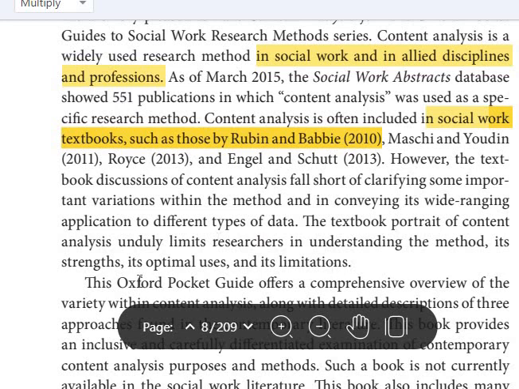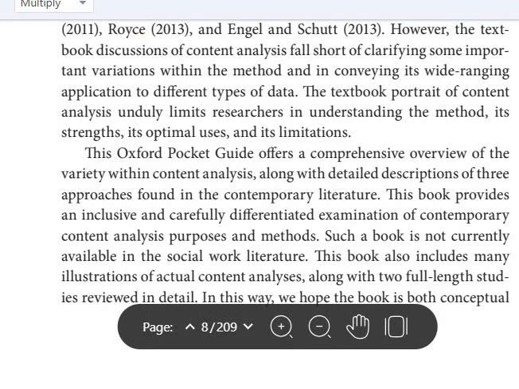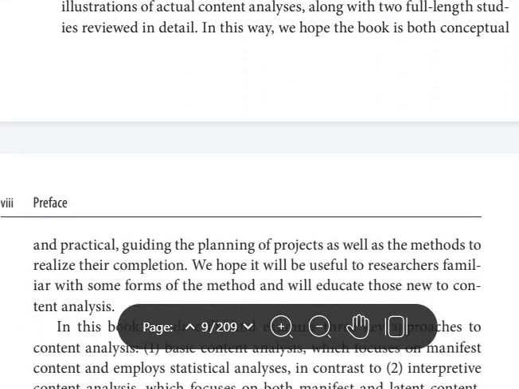Okay, as you can see here, it says that this Oxford Pocket Guide offers a comprehensive overview of a variety within content analysis, along with detailed descriptions of three approaches found in contemporary literature. Let's move on. This paragraph also, in the next page, is important. It talks about the three approaches.